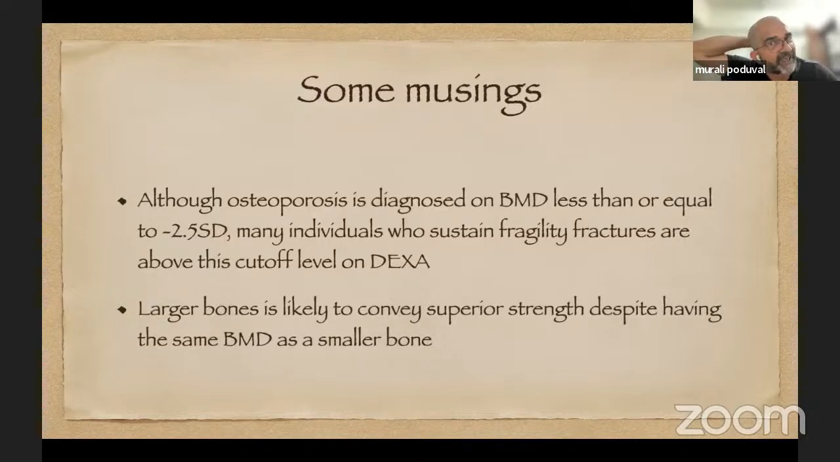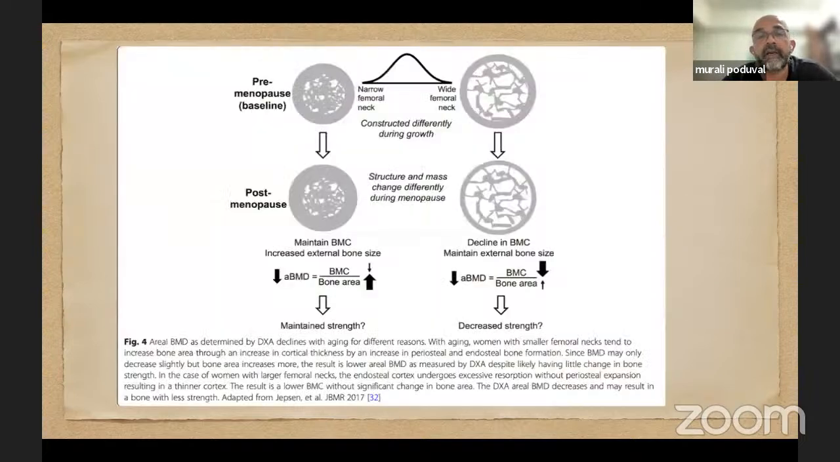Although osteoporosis is diagnosed on BMD less than or equal to minus 2.5 standard deviations below the mean of that population, many individuals who sustain fragility fractures are above this cutoff level, which is something difficult to explain. Especially, the size of the bone is one factor which is often underestimated. Larger bones are likely to convey superior strength, despite having the same BMD as a smaller bone. Now, these are factors for which we do not have too much of a solution right now.